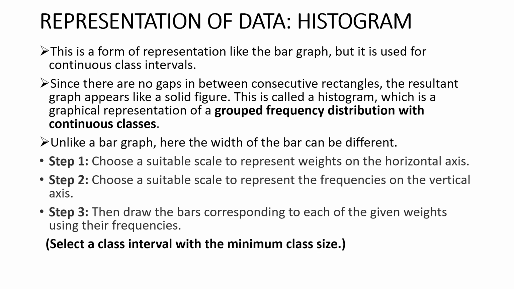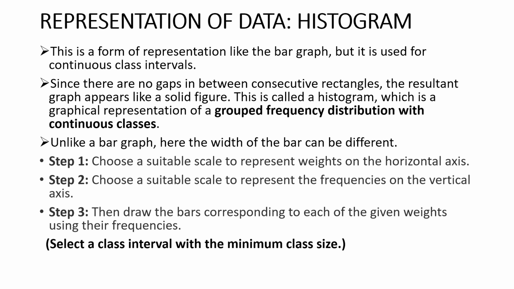Second type of representation which you are going to study is the histogram. This is a form of representation like the bar graph, but it is used for continuous class interval. Remember the data which previously we saw, that was discrete. Now suppose if you have continuous type of data, then you have to use histogram. So this is the main difference if it is asked as objective. Histogram is used for continuous class intervals.